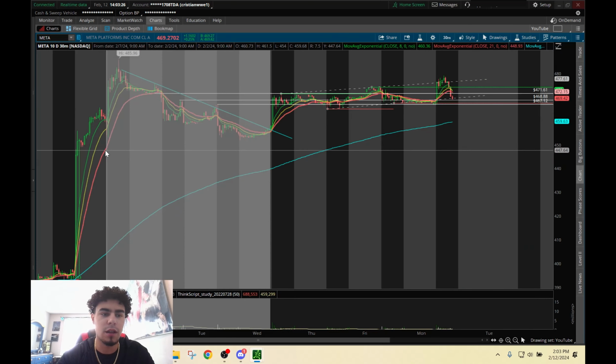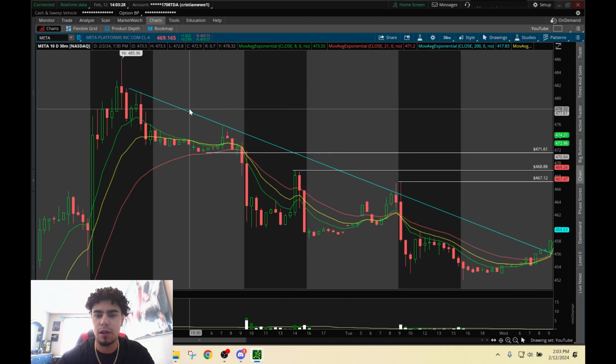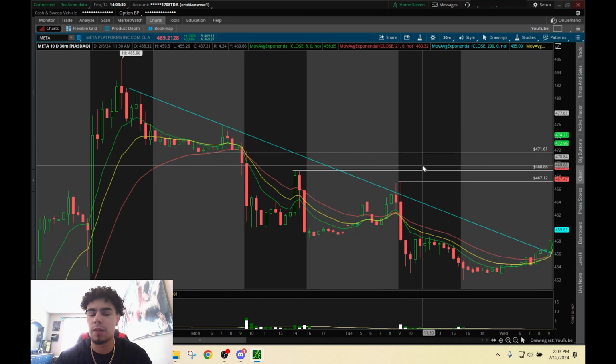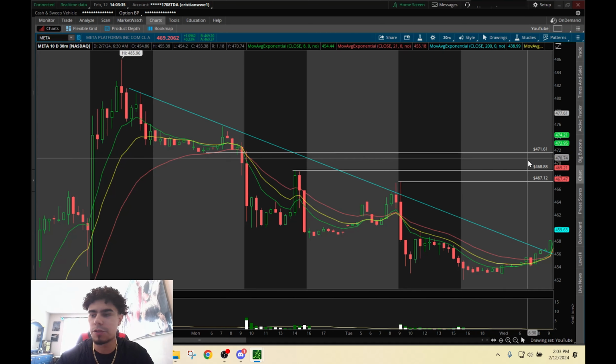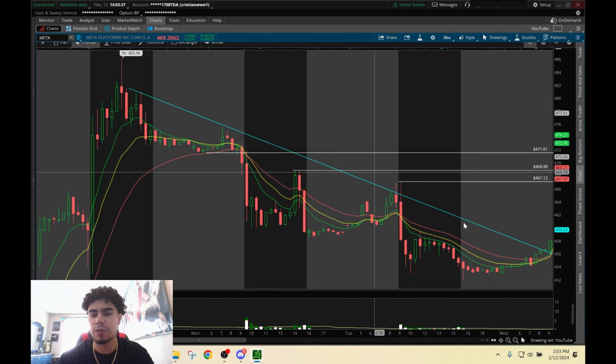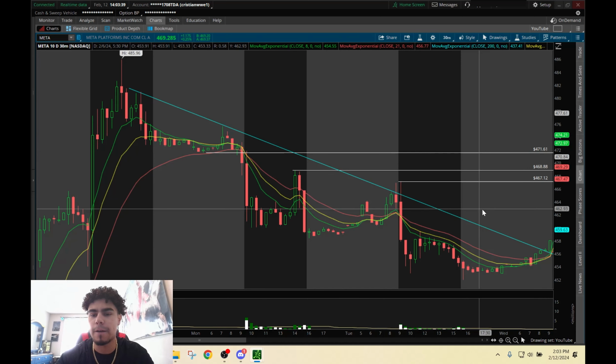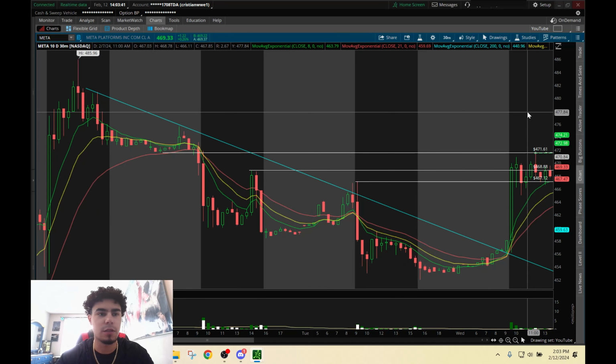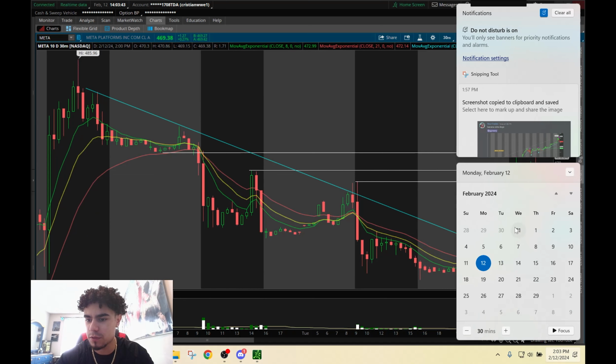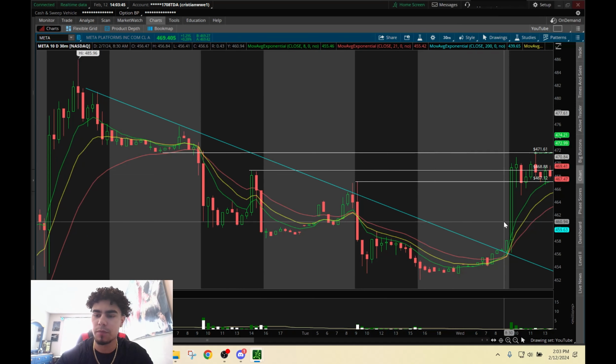So I'm going to show you the trade that I took, where I was able to find key levels for targets very quickly. This is a trade I took last week. We basically had a downtrend, and this day we started breaking up. So this was 2/7, Wednesday of last week.